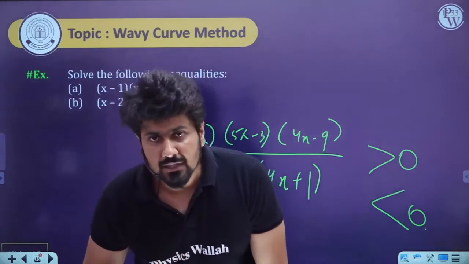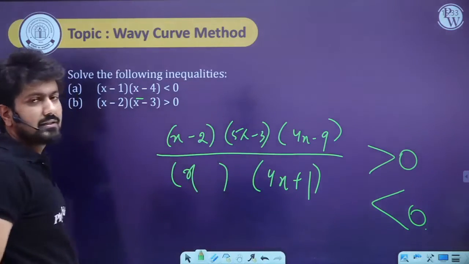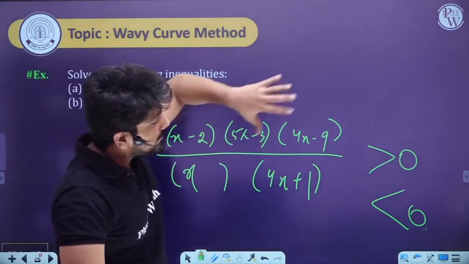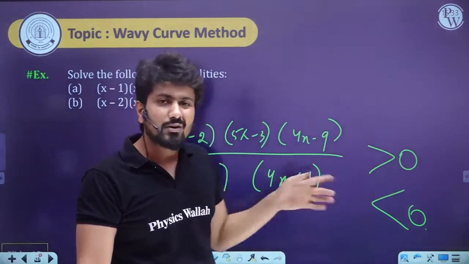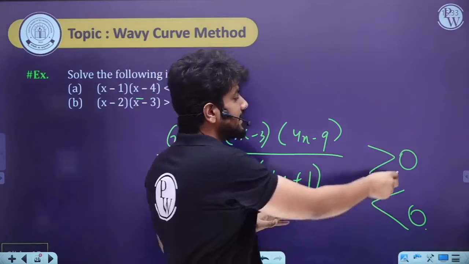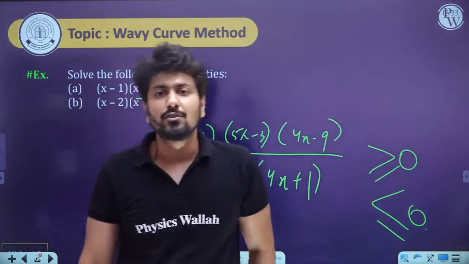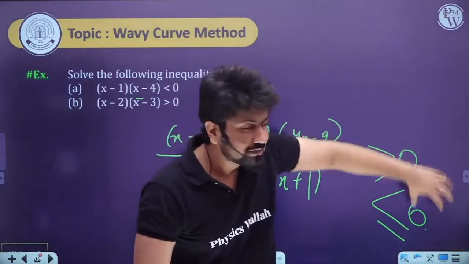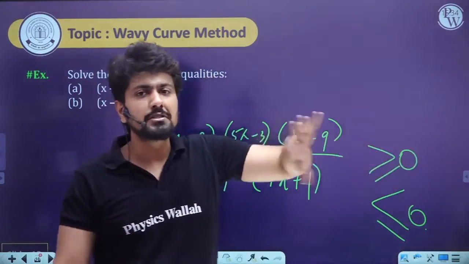So we use the Wavy curve method whenever there are products or a division of factors and we want to comment about their sign, whether its sign is positive or negative. Whether it is greater than or equal to 0, or less than or equal to 0, or greater than 0 or less than 0. So basically 0 has to be there on one of the sides. Okay. So there we use the Wavy curve method.